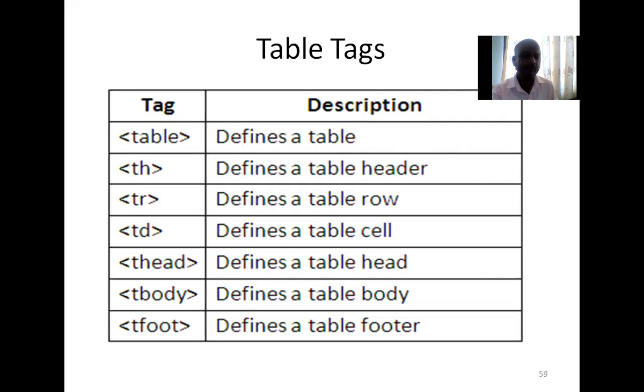These are the different table tags. The table tag defines a table. The TH tag defines a table header. The TR tag defines a table row. TD defines a table cell. THEAD defines the table head. TBODY defines the table body, and TFOOT defines the table footer.